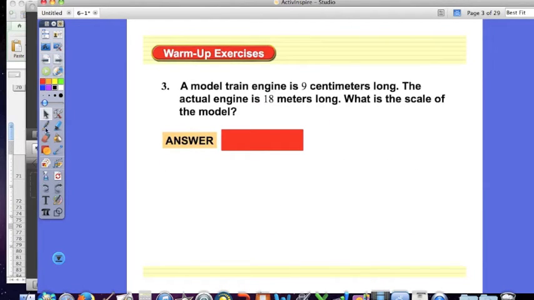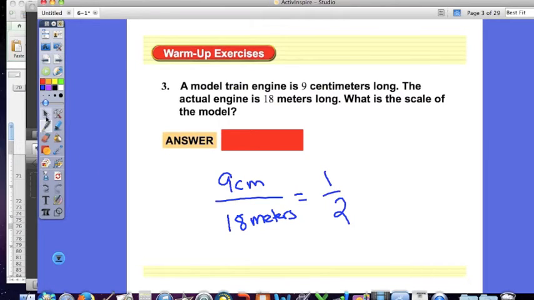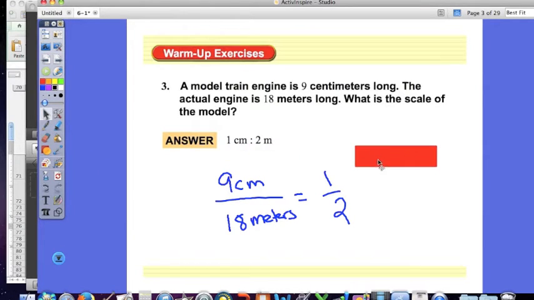And the last warm-up exercise, a model train engine is 9 centimeters long. The actual engine is 18 meters long. So when they ask for the scale of the model, you can see that the relationship there is 1/2. Okay? Or they say 1 centimeter equals 2 meters.